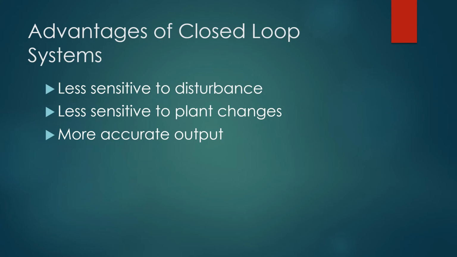A closed loop system is also less sensitive to plant changes. What it means is that even with the existence of disturbance, through wear and tear or continuous use, a control system or a plant also changes its characteristics as it is being used from time to time or when it is being used continuously.